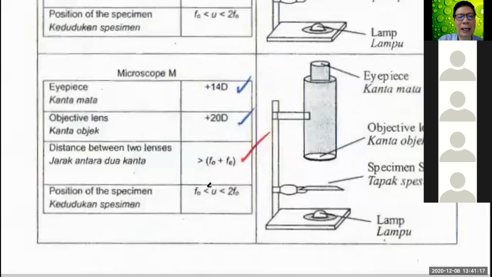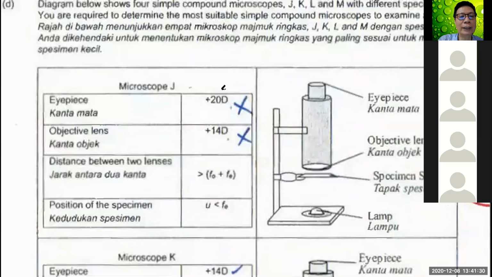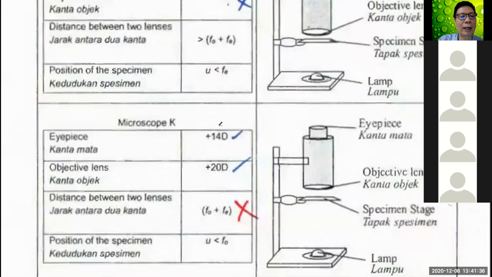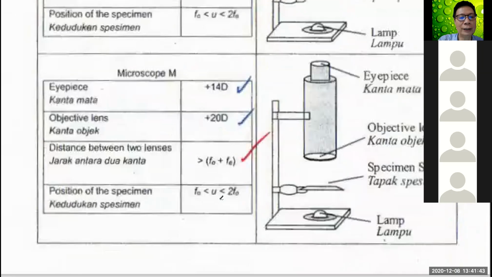The position of the specimen must be between 1F and 2F for a microscope. The specimen you have to place between 1F and 2F. Compared to the others, you see all the wrong ones. This one is the wrong way round: eyepiece high power. This one is wrong already. And this one is correct: eyepiece low power, objective high power. But this one is wrong. So the best is this one.